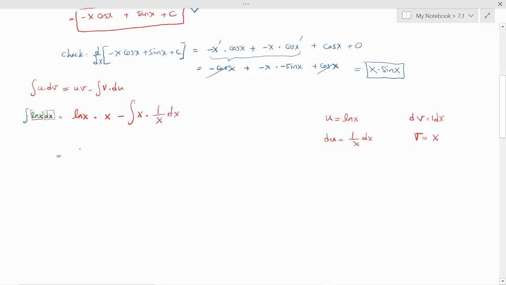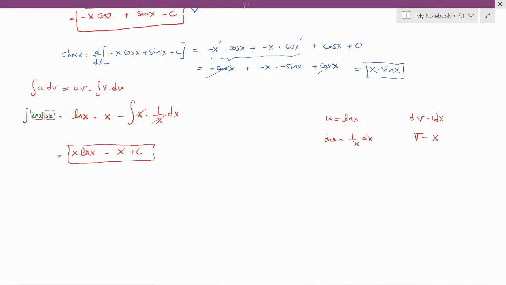And x times ln x, it would be x ln x minus the integral of x times 1 over x. These two can cancel out. What is the integral of 1? It's simply x plus some constant. And this would be our result. It doesn't have any integration. And you see, you can write this answer in a couple of lines.